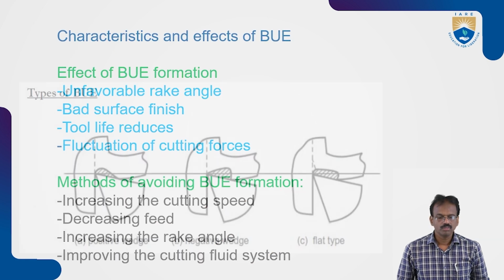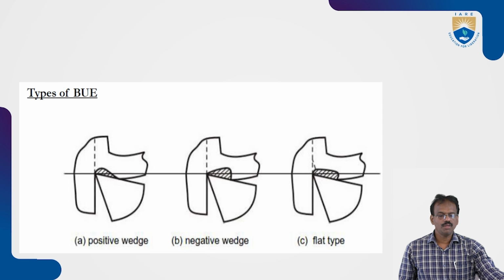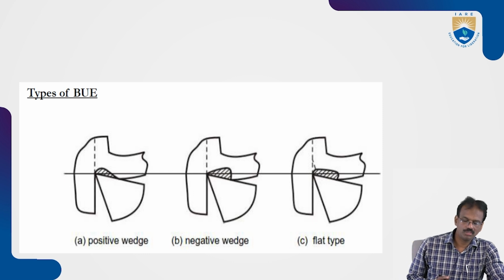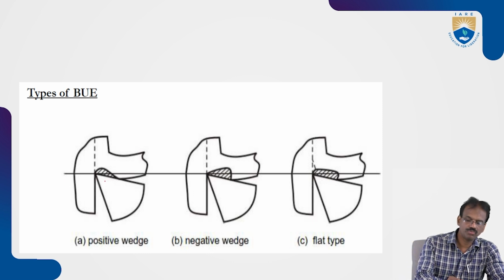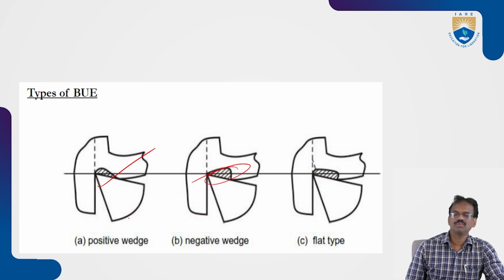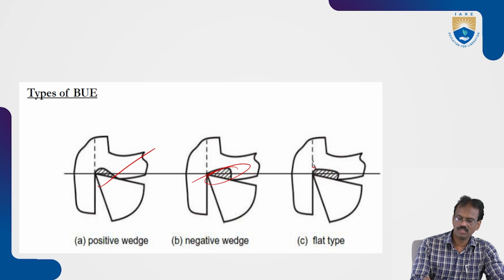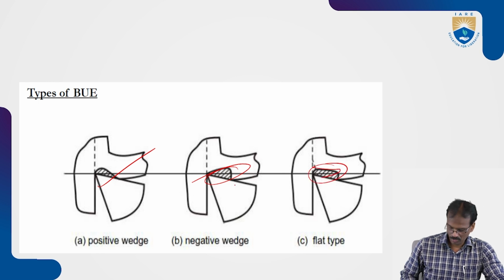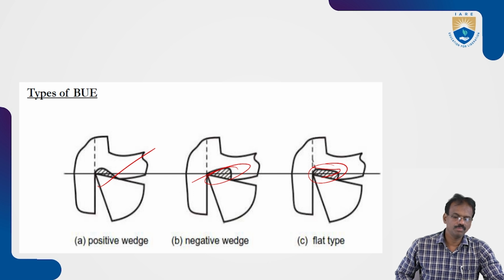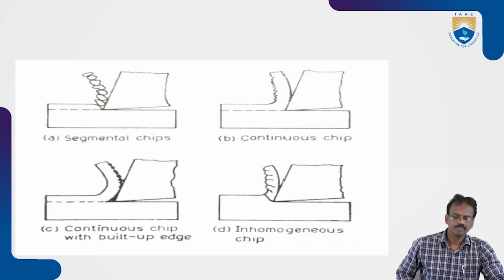Okay. So these are the types of build-up edges you can see. This one is the positive type of build-up edge. This one is the negative type of build-up edge. Here the flat type of build-up edge. There are three types of build-up edges. You can identify the build-up edges by their shape and strength. You can observe this one.